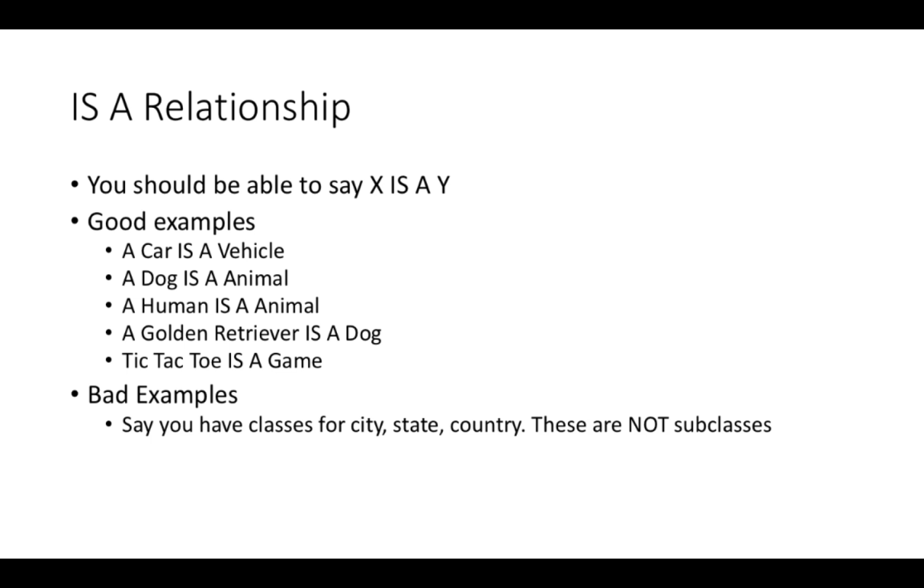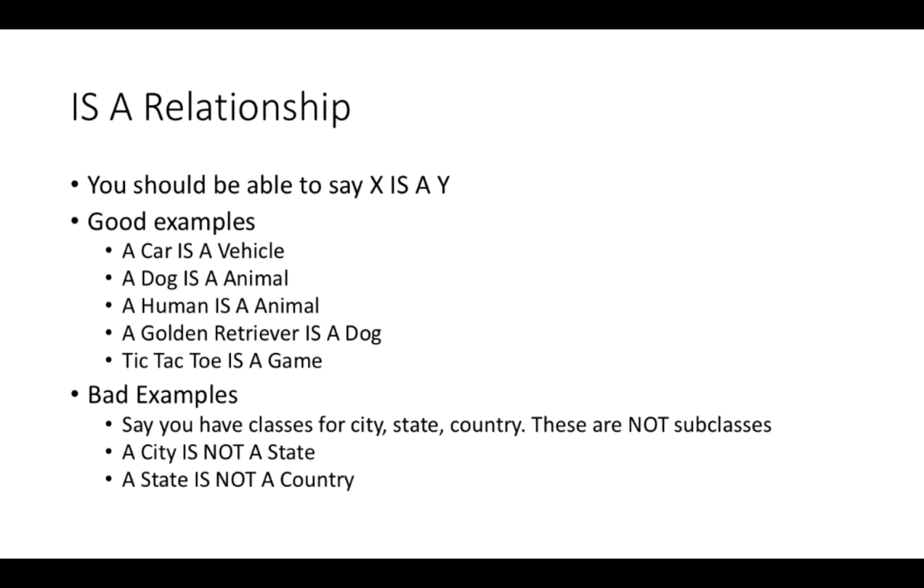For example, say you made classes for cities, states, and countries. Every country could be an instance of the country class. Every state could be an instance of the state class. Any city you wanted would be an instance of the city class. You can't make these subclasses of one another. You could not say that a city is a subclass of state because a city is not a state. It's part of a state, it's maybe in a state, but it's not a specific kind of state.